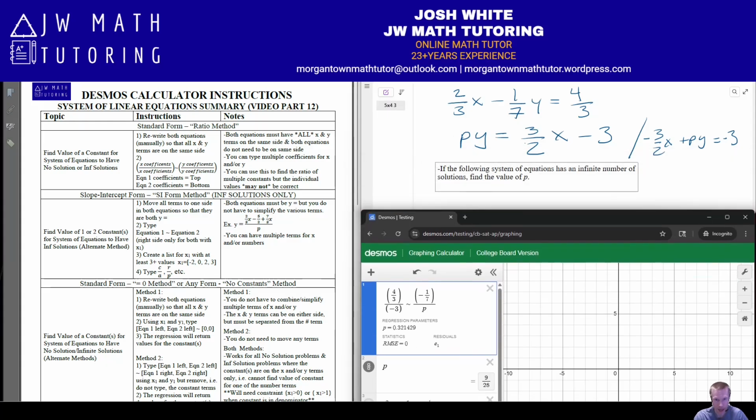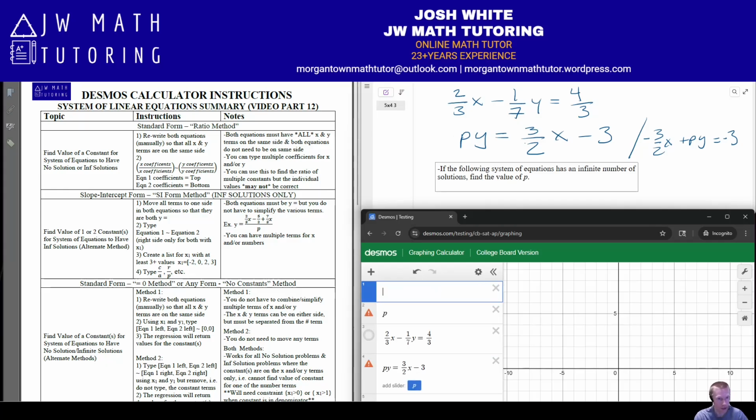All right, so now let's go ahead and look at, let's just delete this, the second method. I call it the SI form method, or slope-intercept form method. Basically, you're going to take both equations and rearrange them into slope-intercept form, so you get y equals. Then you're going to use regression to set the two things equal to each other.